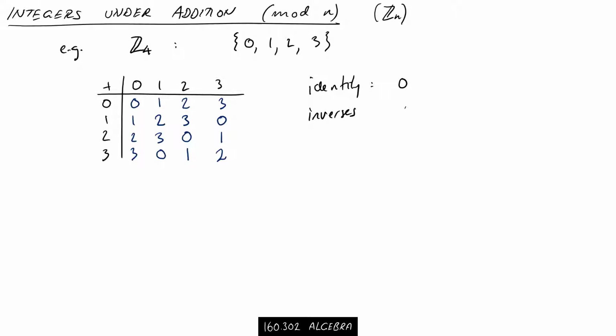The inverse of A is equal to, well, let's see, what is the inverse of 1? Well, if I just go to my Cayley table, I go to my 1 row and I find the 0 and the corresponding number is 3. And so I have 1 plus 3 equals 4, which is 0. So essentially I got it by starting at 4 and taking away my number. So here for Z4, my inverse is going to be 4 minus A.